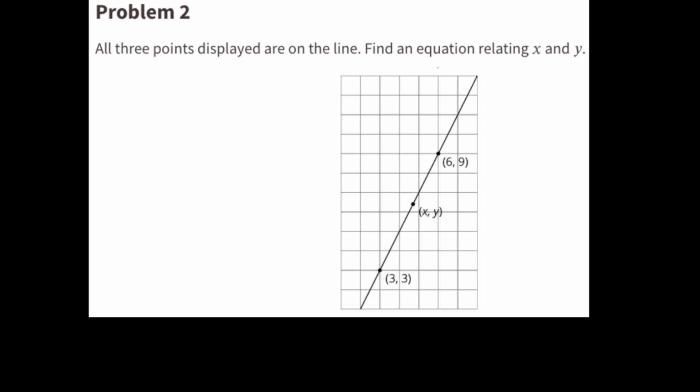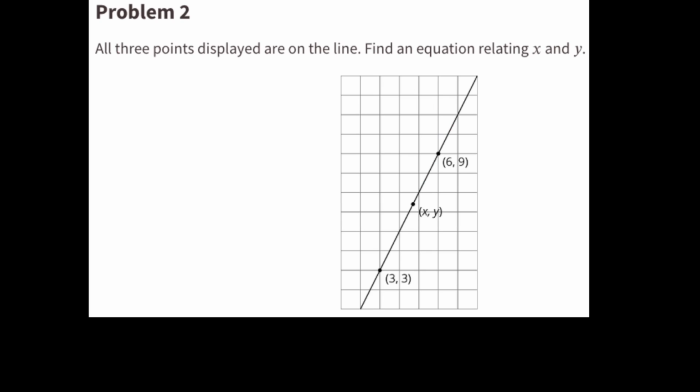For number 2, it says all 3 points are displayed on the line. Find an equation relating x and y. So you're noticing how it's just a random point on the line, but it gives us 2 points that are already on the line, so that way we can write that ratio. As I look at this line, I notice I'm moving 2 up and 1 to the right to get to my next point. So 2 up, 1 to the right, I can draw that pattern.